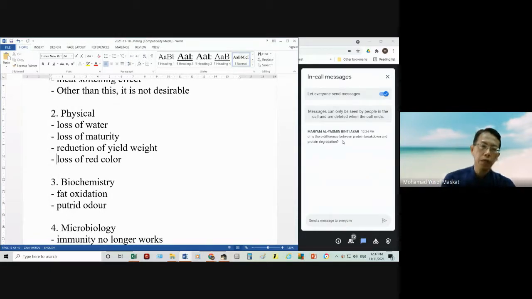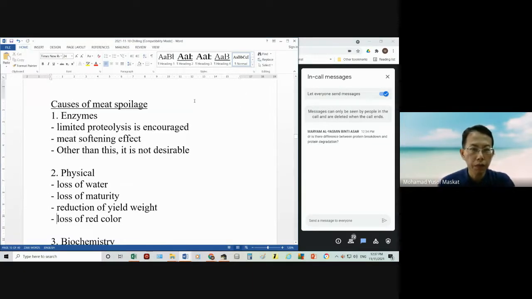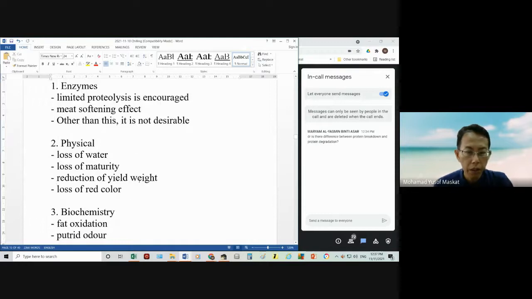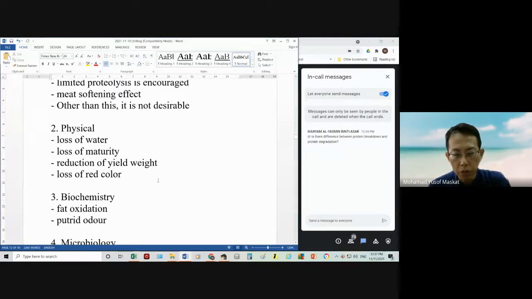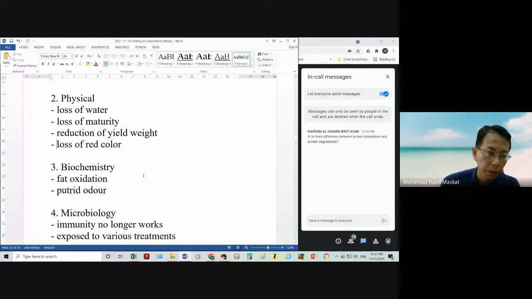And then loss of red color. When meat spoils, then the red color will be lost. We will talk about that in more detail later about the reactions that occur. But we can see that when meat spoils, then the red color that is preferred by consumers is an indicator to them of freshness, because the consumers perceive that if the meat is red in color, then it is more fresh.